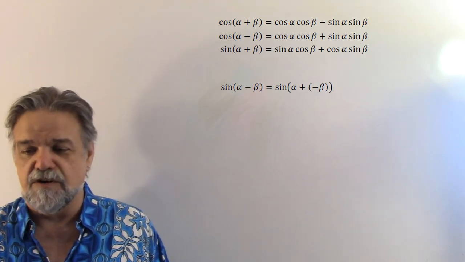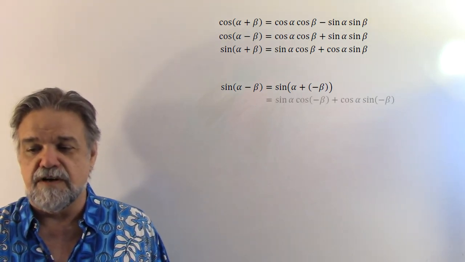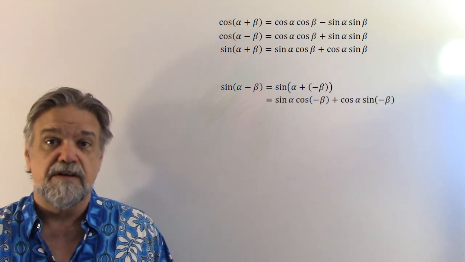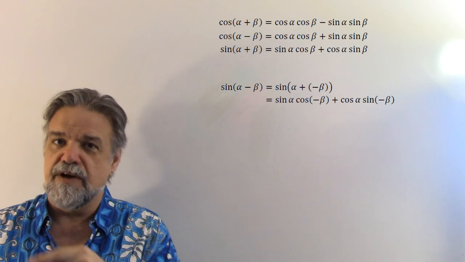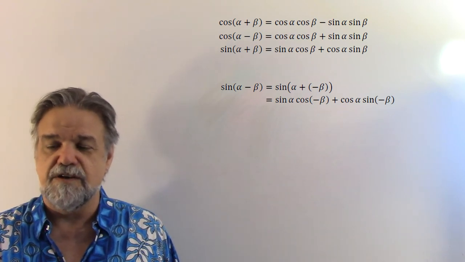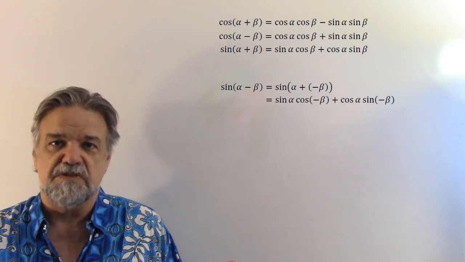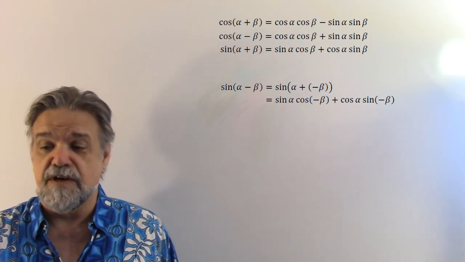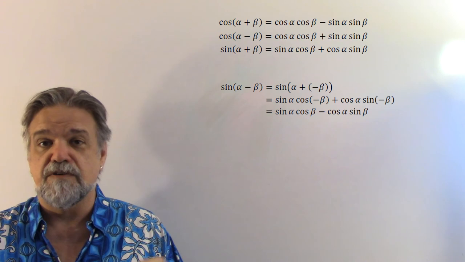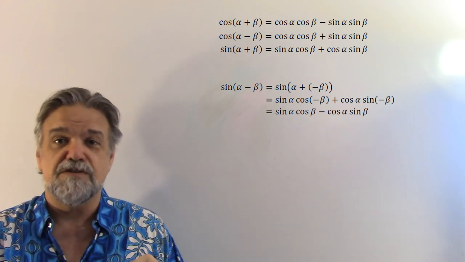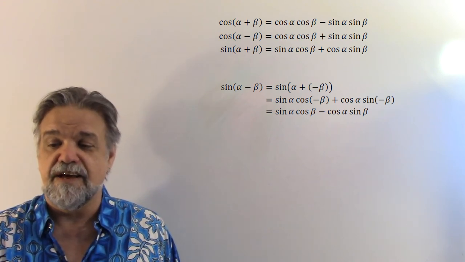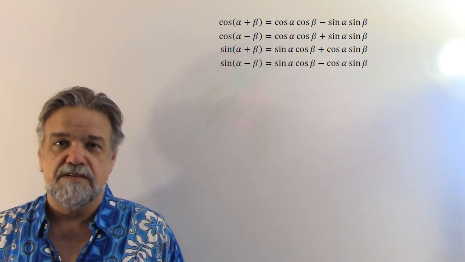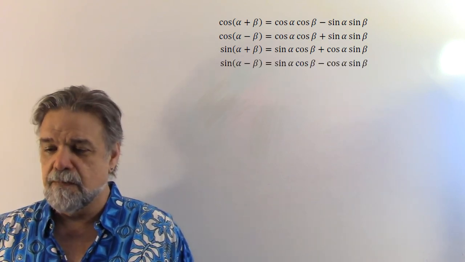So that means I can call this the sine of alpha times the cosine of negative beta, plus the cosine of alpha times the sine of negative beta. Looking back at my even and odd identities, I know that the cosine of negative beta is the same thing as the cosine of beta, and the sine of negative beta is the same thing as the negative sine of beta. So that means this turns out to be sine of alpha cosine of beta minus cosine of alpha sine of beta, and now I have the fourth of my six identities that we're developing today.